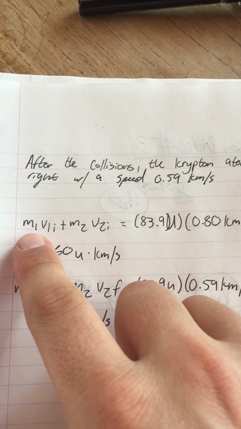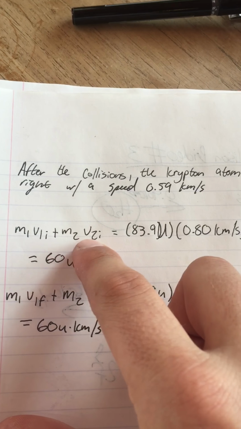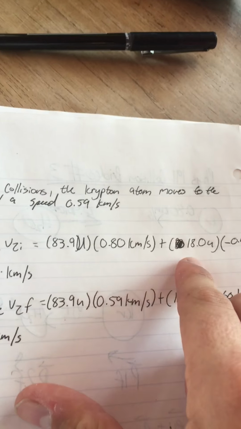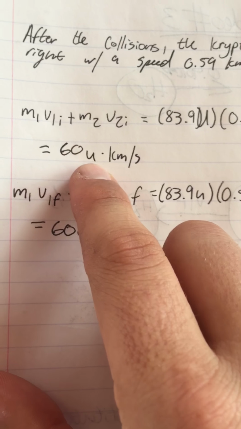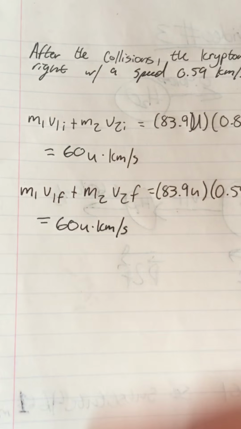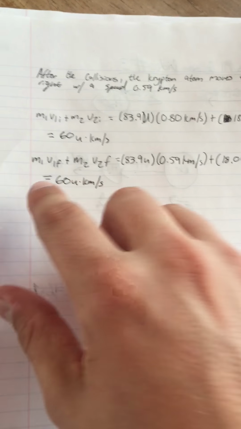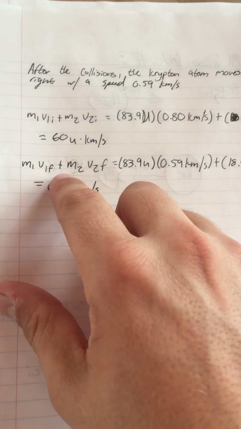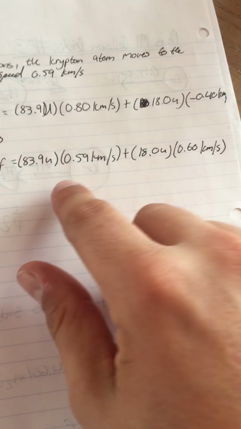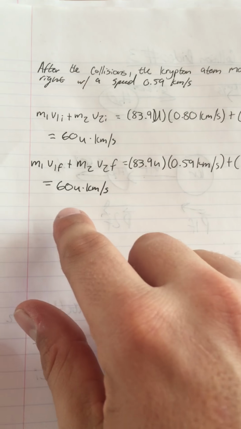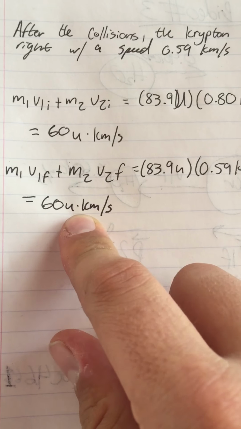So then we do M1 V1 initial plus M2 V2 initial, and we plug in our values for that, and it gives us 60 U kilometers per second. And then we do the same for this one, M1 V1 final plus M2 V2 final, with 83.9 U, and with all our values right here, we plug them in and simplify it, and it gives 60 U times kilometers per second.